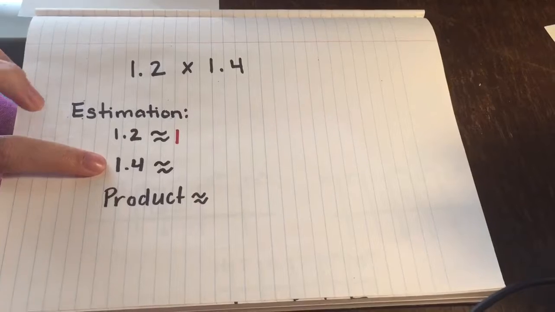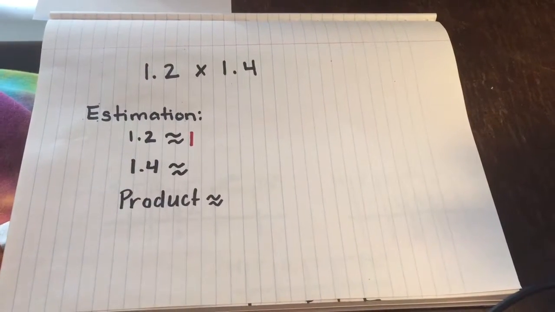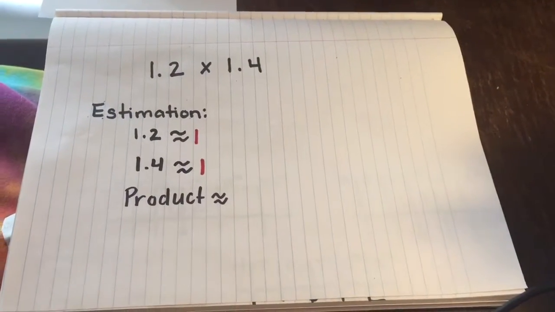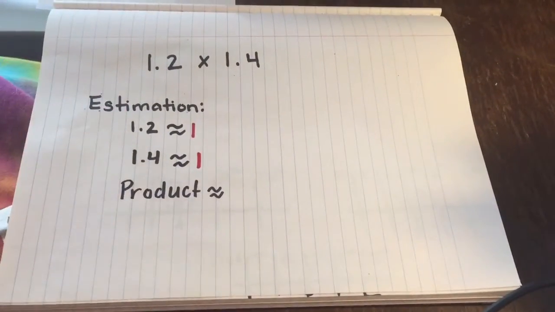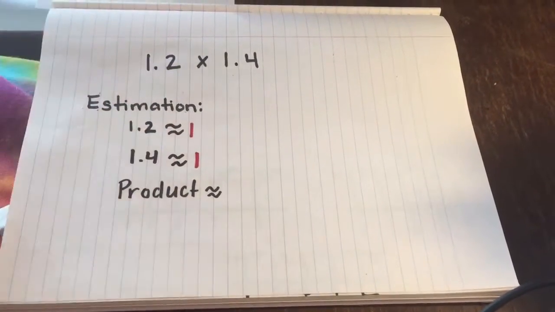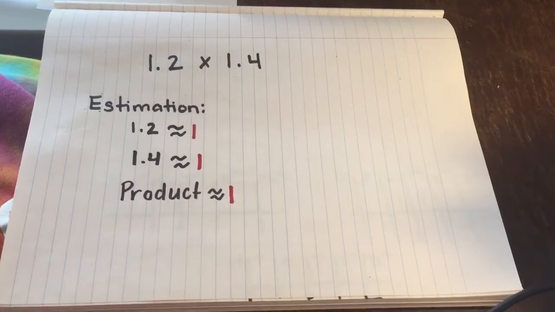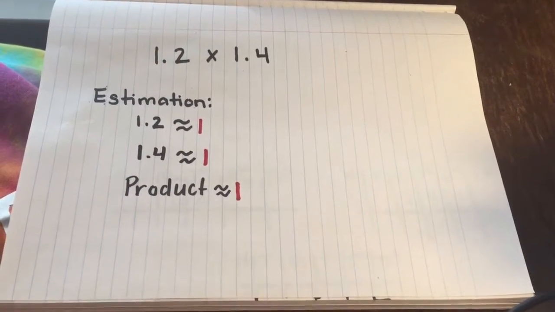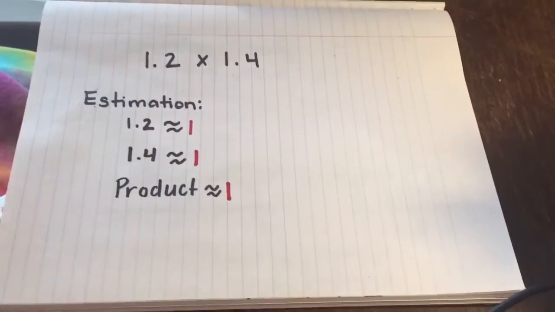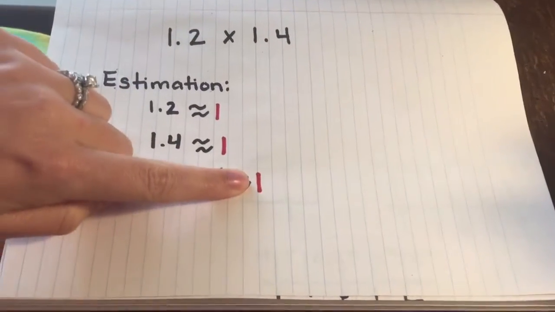So again, I'm going to round this because 4 is less than 5. I'm going to round this to 1. That means the product of my estimated numbers is going to equal 1 because 1 times 1 is 1. Doing this estimation beforehand gives me an idea of what my answer for my original two factors should be close to. My answer should be close to 1.